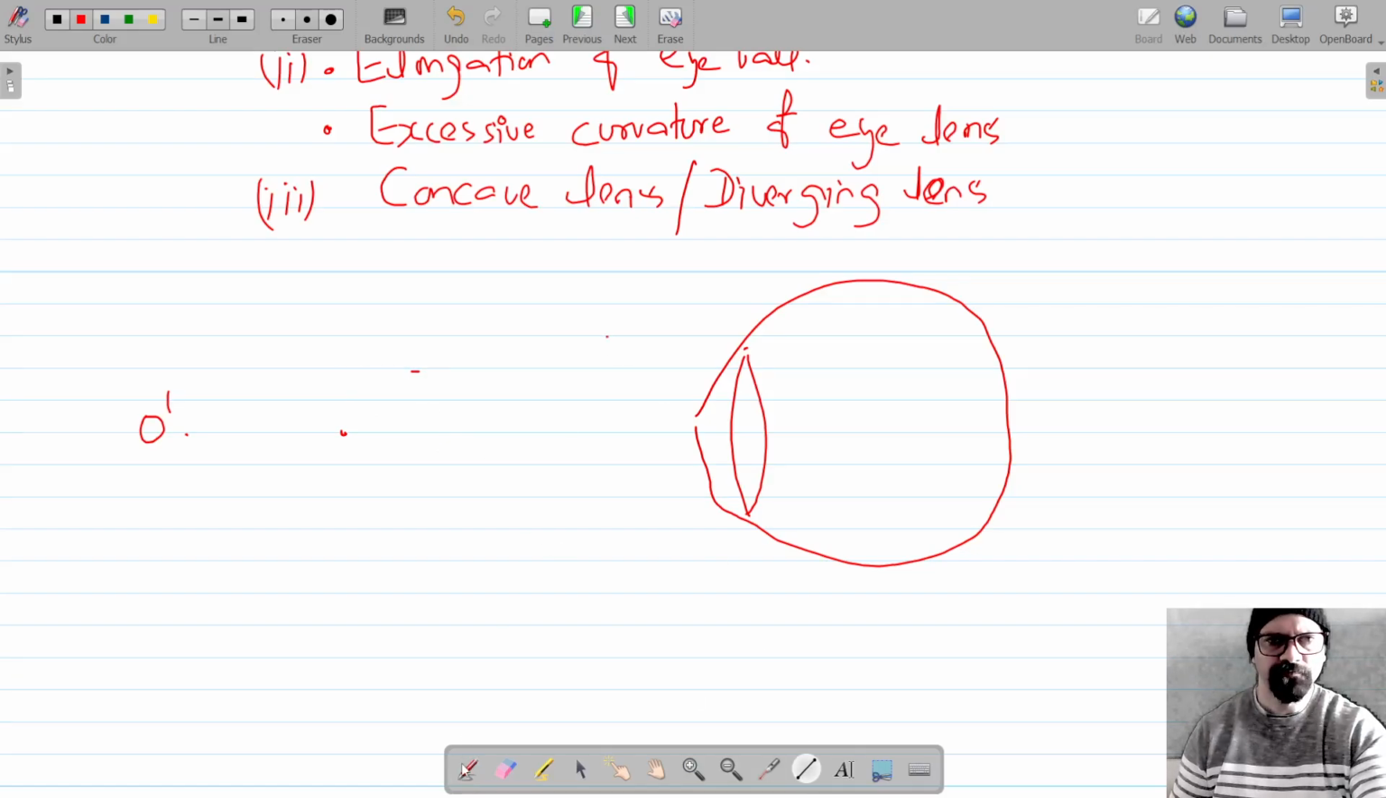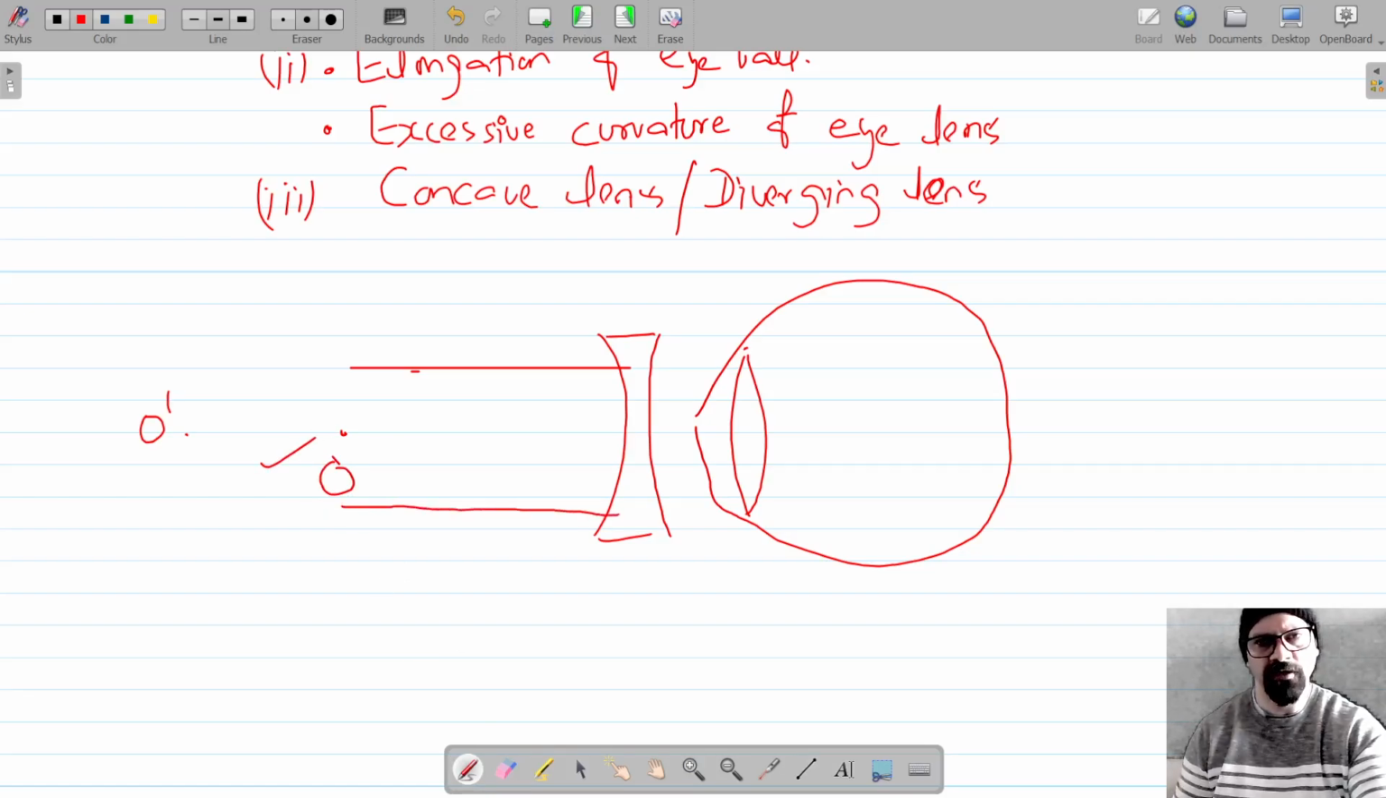Here it's a concave lens. It's going to diverge the rays of light. So the rays of light coming from this far point, which is nearer than infinity. So the far point is here now. All the rays of light coming from here, which were meeting in front of the retina, it will diverge these rays of light and bring them out.